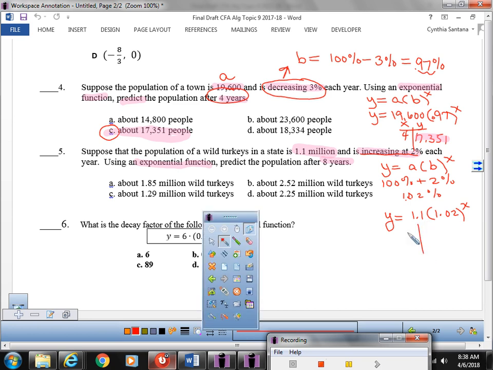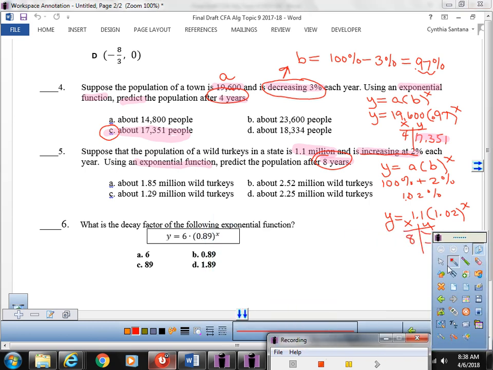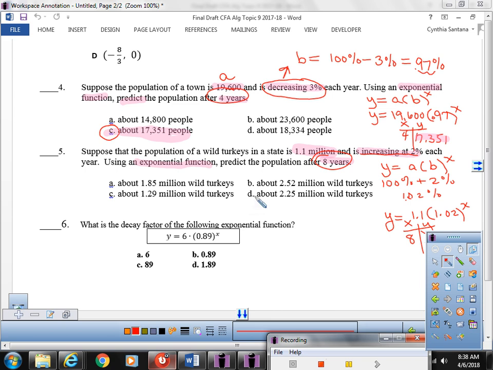And then again, graph control T. All you had to do was look up the 8 years to see what value was over here on this side. So what value was it? Those of you who got it right? C, 1.29 million. Okay. So again, graph control T, but you had to set up your own. That's the only thing. I think that's what maybe threw some people off.